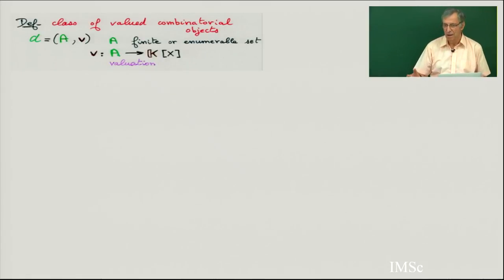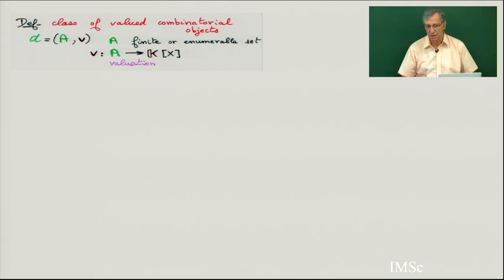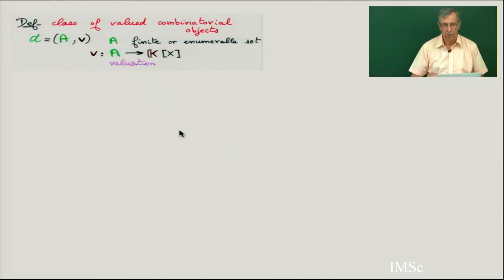A is a finite or enumerable set, and on this set I put a weight, a valuation, which sends any element of this set onto a certain polynomial in variable x and coefficient in k. Very often it's just a monomial, t power something, q power something.